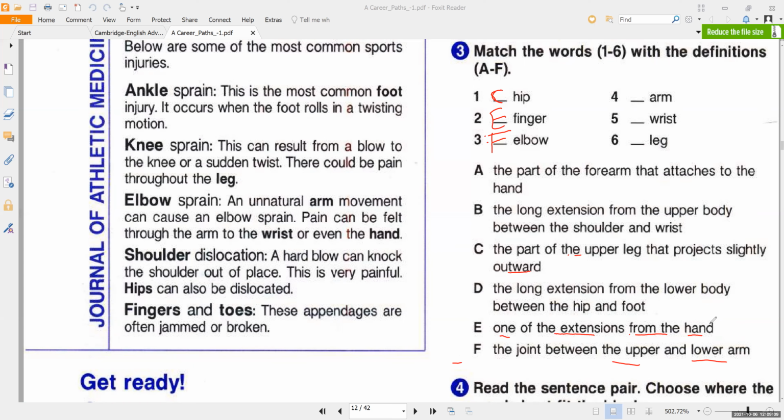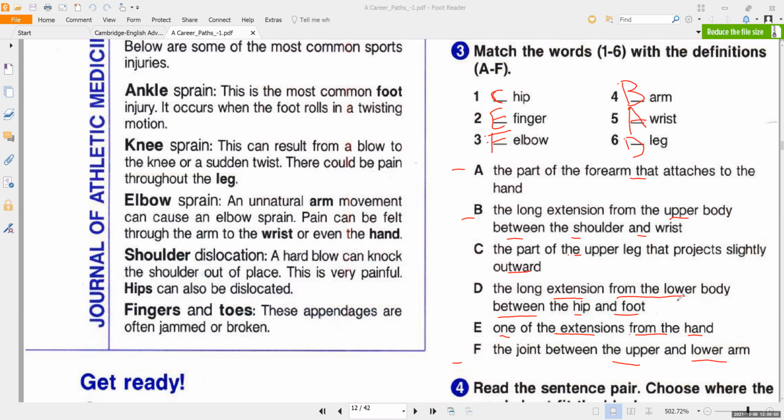Number four, the arm, is number B. It is the long extension from the upper body between the shoulder and wrist. And the wrist is A. It is the part of the forearm that attaches to the hand. And finally, the leg is D. So it is D, the long extension from the lower body between the hip and foot.